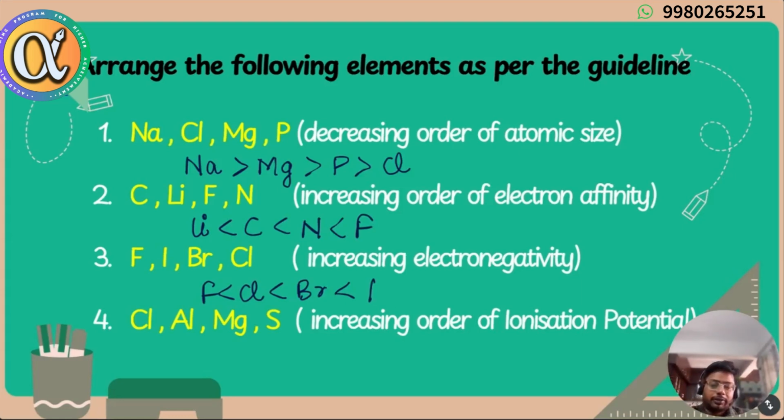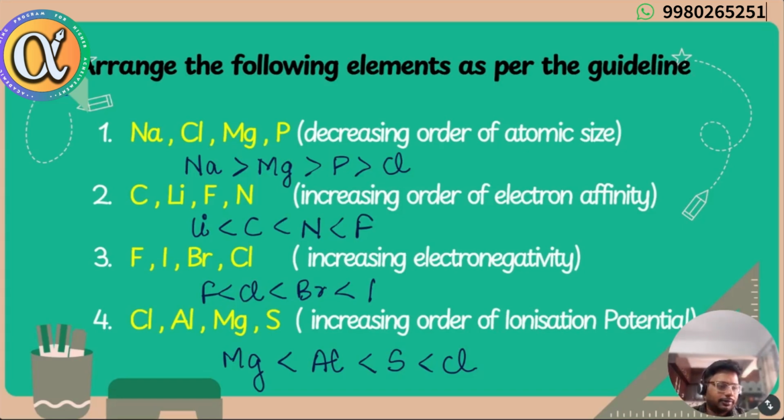Fluorine, aluminium, magnesium, sulfur. Increasing order of ionization potential. So they're all in the same period, right? So in the same period, left to right, ionization potential increases. First is magnesium. So magnesium is lesser than aluminium. Aluminium is lesser than sulfur, which is lesser than chlorine. I hope the others also understood this.